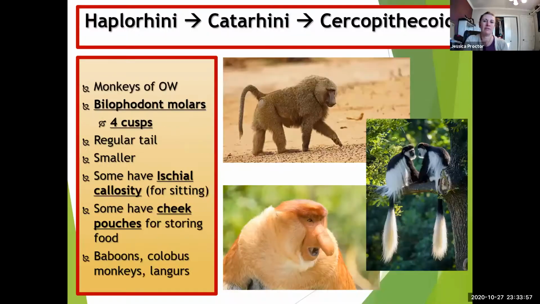So let's talk a little bit more specifically about the Cercopithecoids. The Cercopithecoids include just the monkeys of the Old World. If the New World is the Americas, the Old World is Africa and Asia.